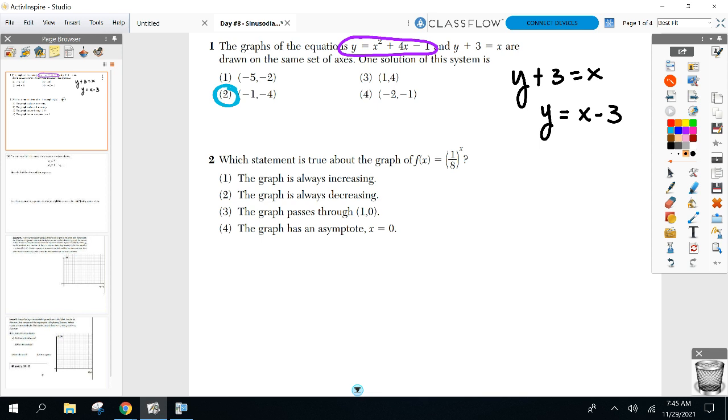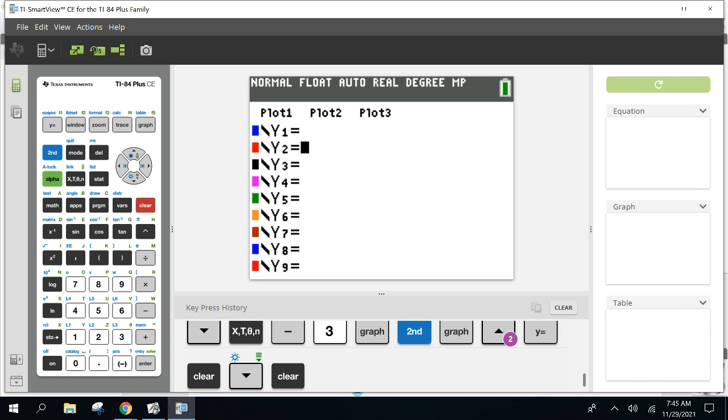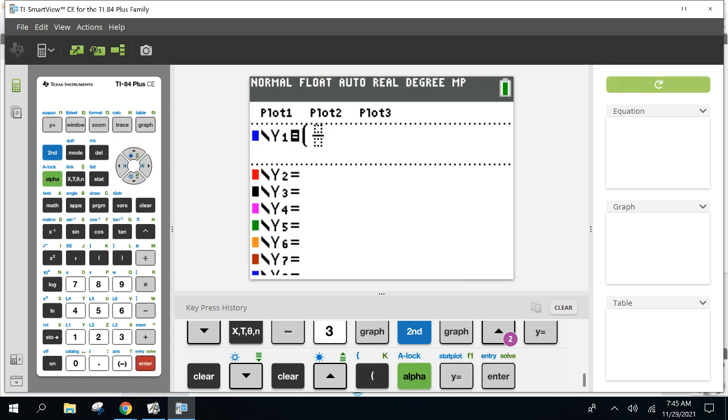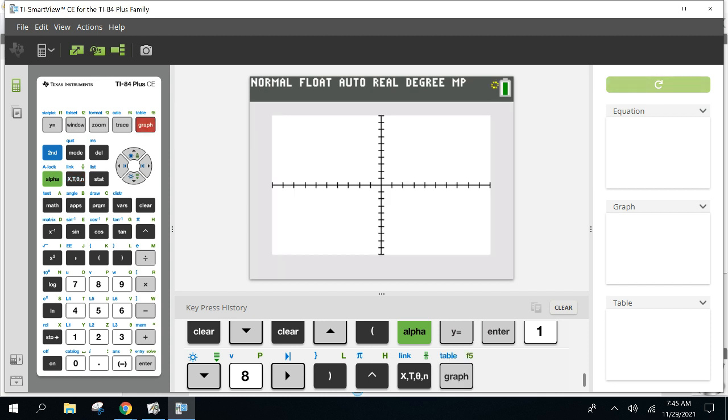Questions? All right, what about number 2? Which statement's true about that graph? What do you think it's a good idea to do? Let's see what the graph looks like. All right, so let's clear out what we just had in y1 and y2. And here we go. Fraction template. 1/8 raised to the x. All right, let's see what the graph looks like.